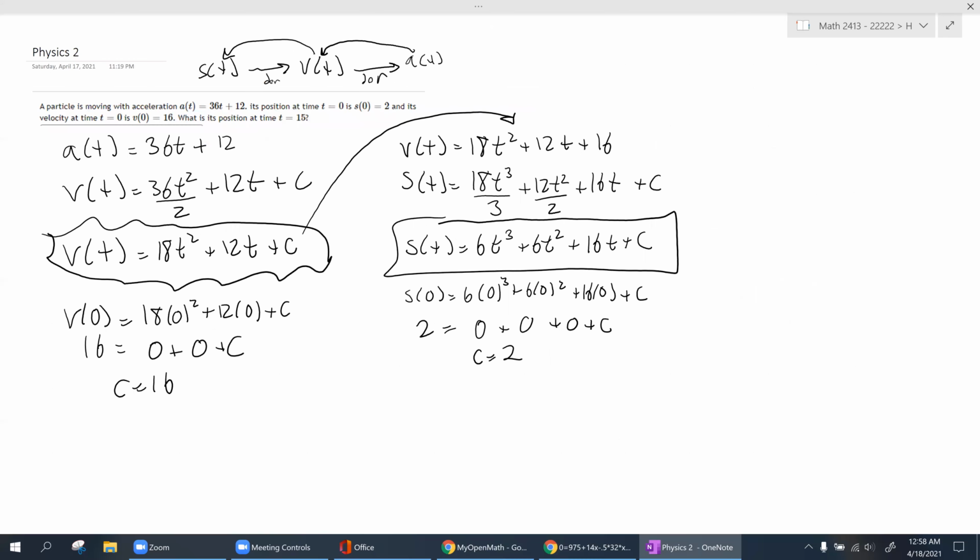All right, as you're going through these, or if you're looking at other videos, if you're dealing with more than one constant, they may refer to one as C1 and the other one as C2, C3, and so forth, right? So in other words, my position function is 6t cubed plus 6t squared plus 16t plus 2. Meaning if you want to go ahead and find the position at time equals 15, you would plug in 15 into this function and find out what it gives you. Just to make sure we are good here, let's go ahead and plug 15 into there.